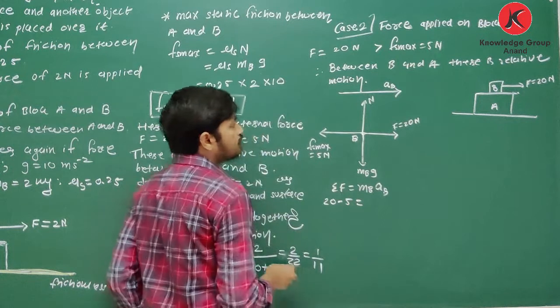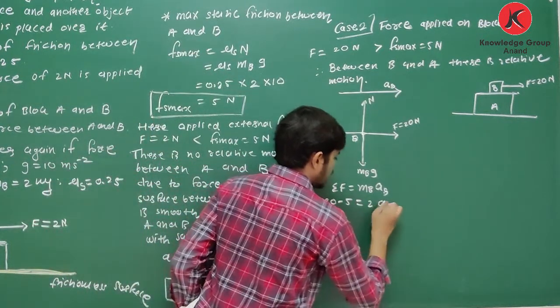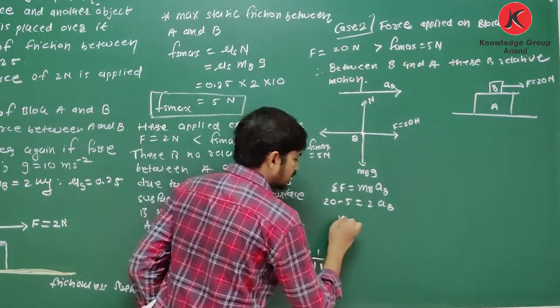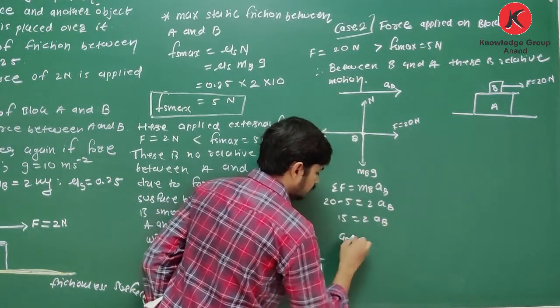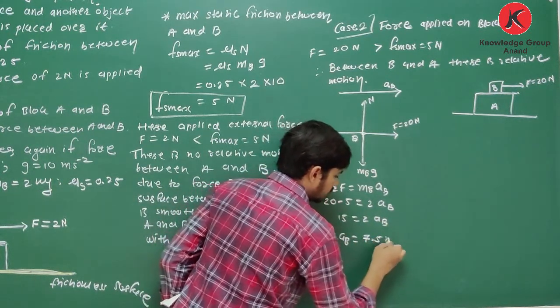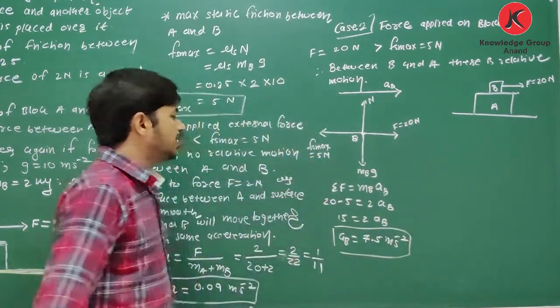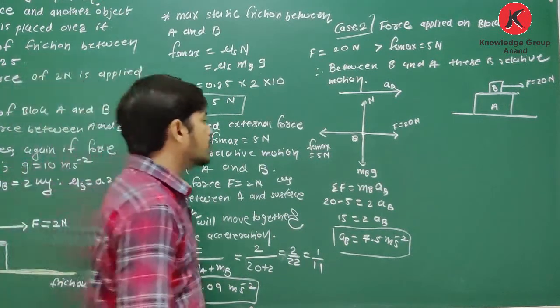What is the value of mb, the mass of block B? Mass of block B is 2 kg. So 20 minus 5 is 15, equals 2 AB. So AB is equal to 7.5 meter per second square. Clear about this? Okay.